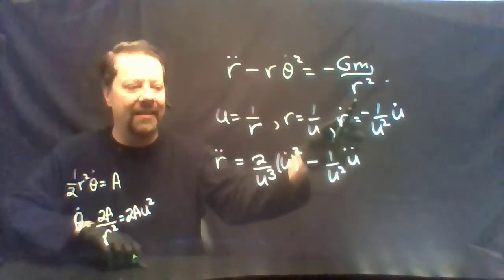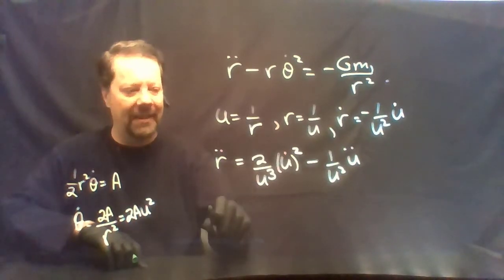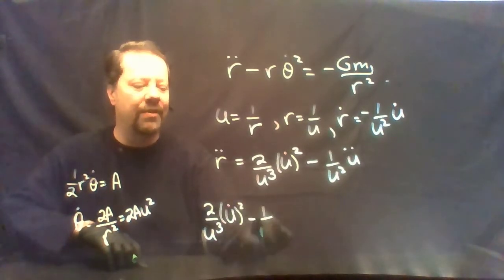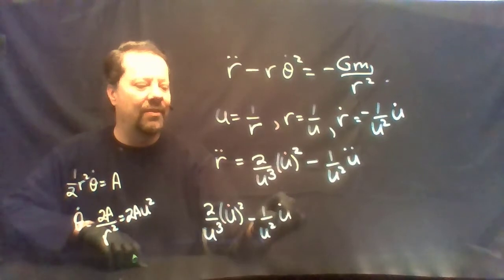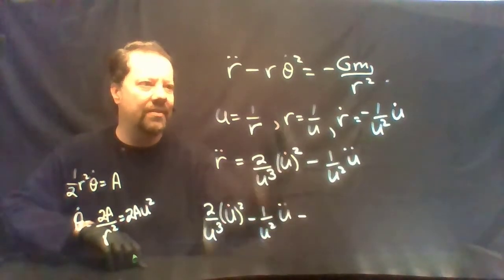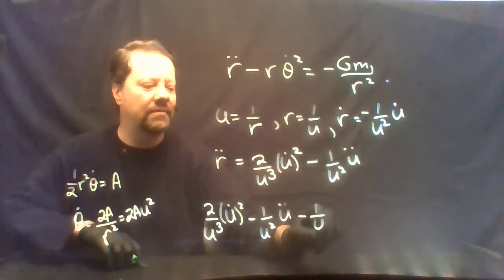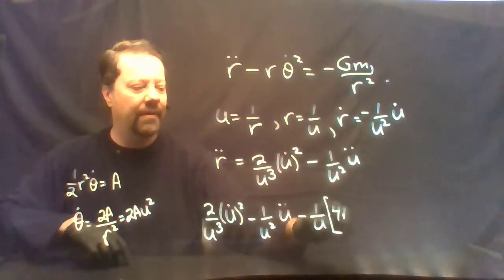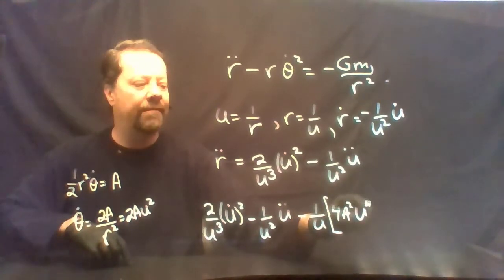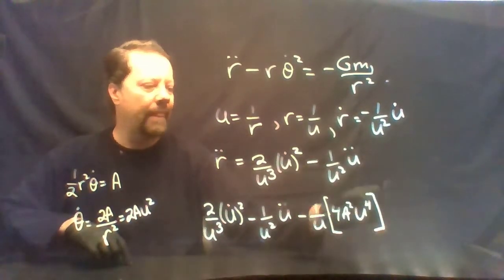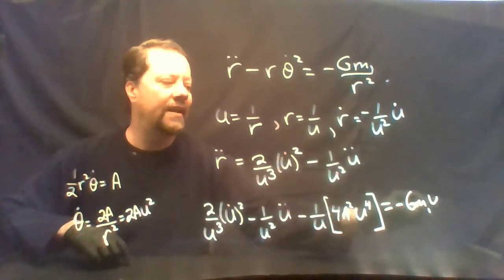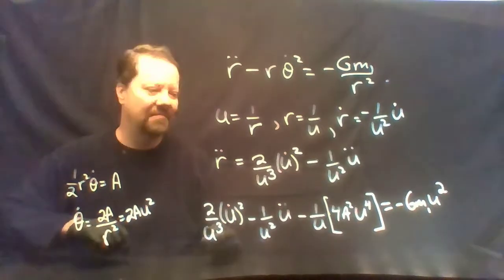How does that affect the equation? Well, we'll have 2 over u cubed u dot squared minus 1 over u squared u double dot minus 1 over u, times 4A squared u to the 4th, and that's going to be equal to minus G m1 times u squared.